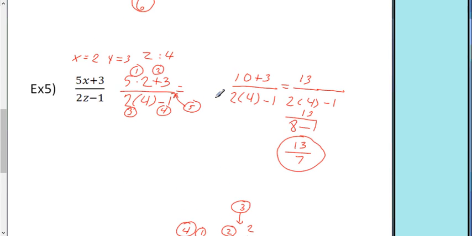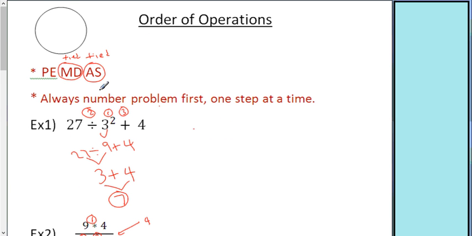That's order of operations. Remember PEMDAS, and remember the key to this is always number your problem first. Do 1 step at a time. Follow PEMDAS. Don't forget multiplication and division are tied, and so are adding and subtracting. Have fun learning this, and good luck.